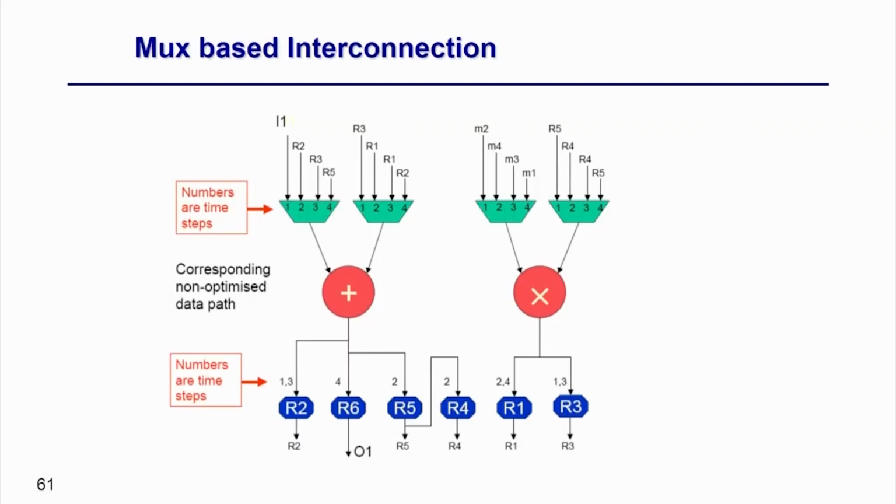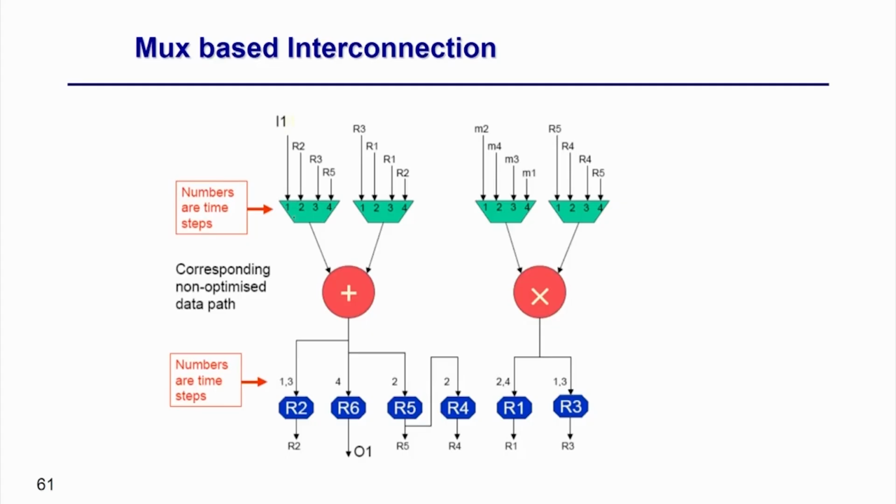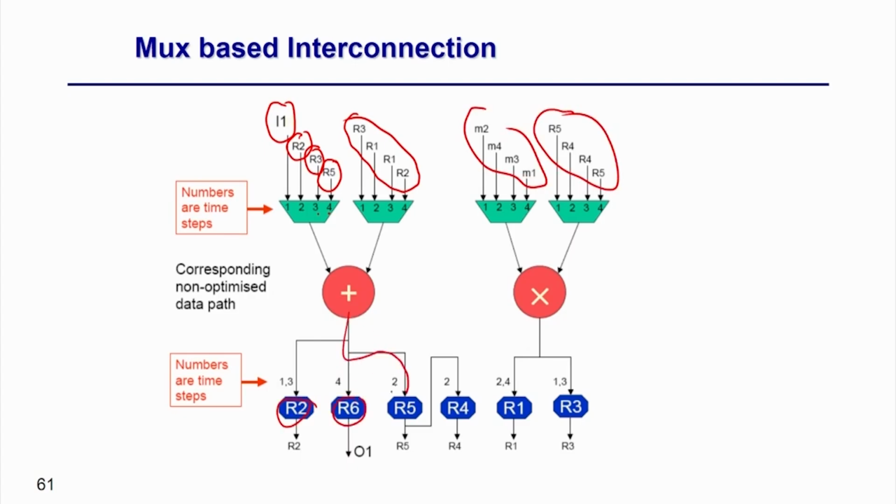And here, what kind of optimization is possible? Commutative operations can be applied here to improve the mux size. For example, in time step 1 I1 is coming, in time step 2 R2 is coming, in time step 3 R3 is coming, in time step 4 R5 is coming, and similarly here R3, R1 and R2. And similarly here also. Here also, this value in time steps 1 and 3 goes to R2, in time step 4 it goes to R6, and in time step 2 the output of this adder goes to R5.